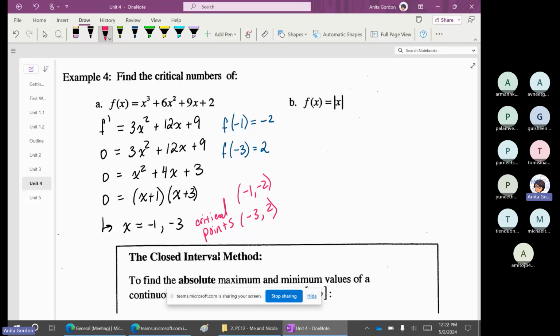And for f of x, which I already did on the last page, the critical point here would be (0, 0).